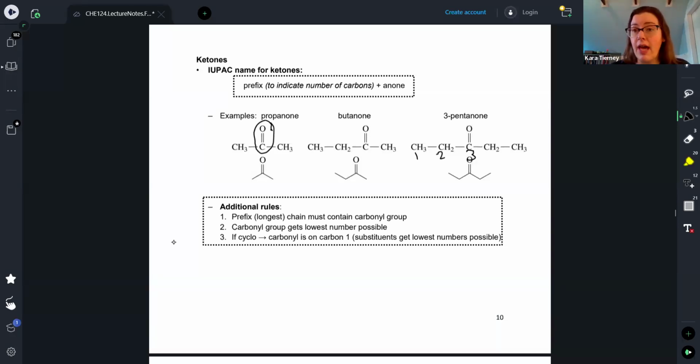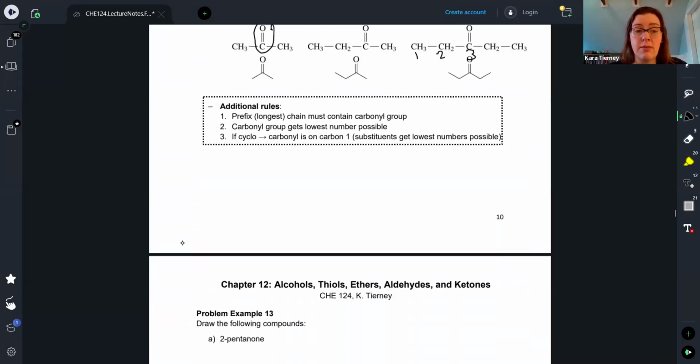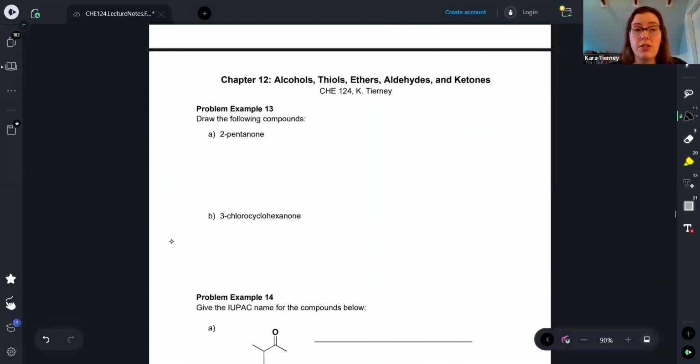The carbonyl, that functional group, always gets the lowest number. And then if that carbonyl is on a cyclo molecule, we always assume that that is coming off of carbon 1, and then the substituents get their lowest numbers possible. So let's take a look at some examples. So 2-pentanone, I bet you can do that one on your own.